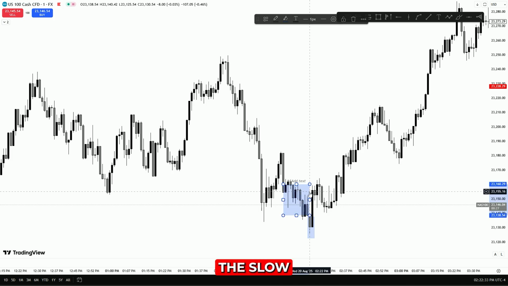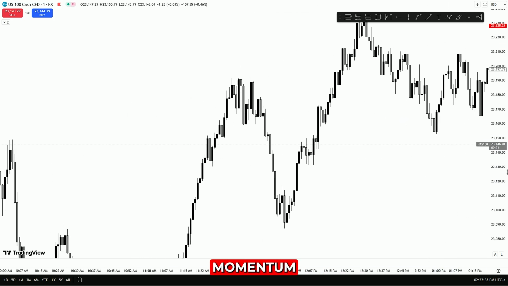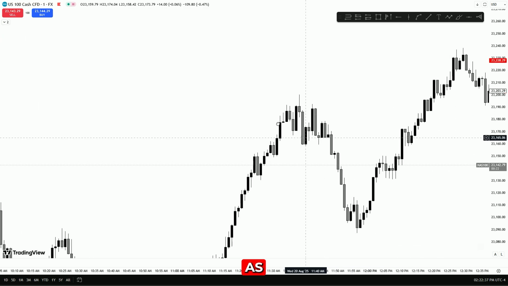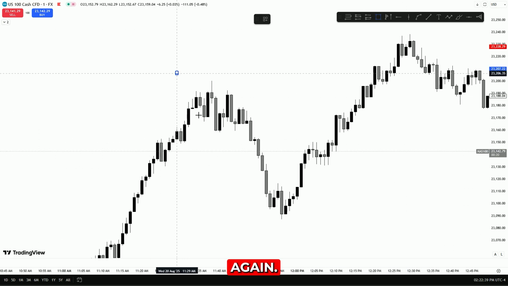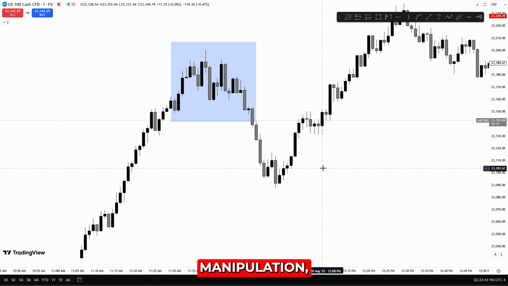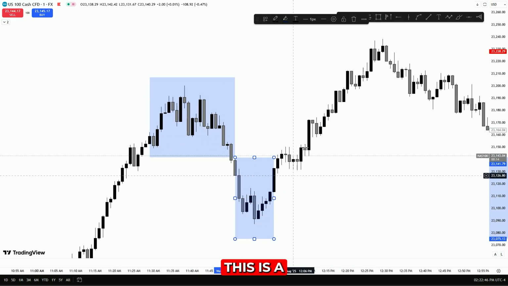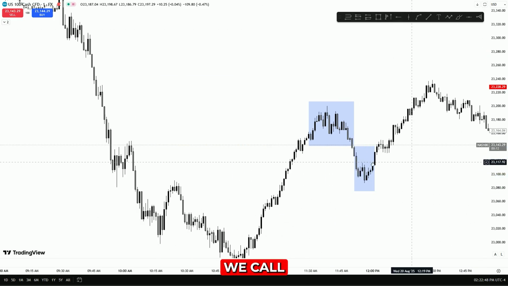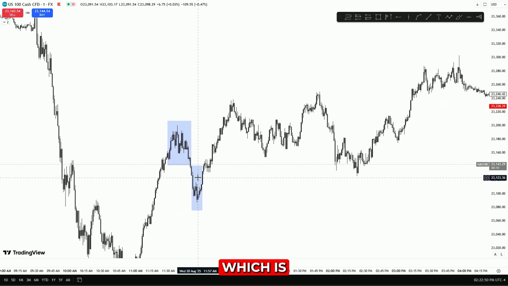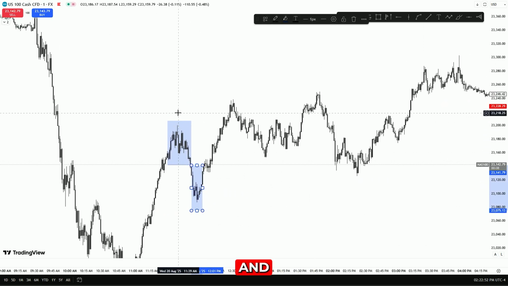So the slow momentum, you have to spot the slow momentum in the market. As you can see, this is your accumulation again. All right, you got the manipulation, then you got the distribution. Now this is your manipulation area, this is your distribution area. So this is what we call the AMD model, which is accumulation, manipulation, and distribution.